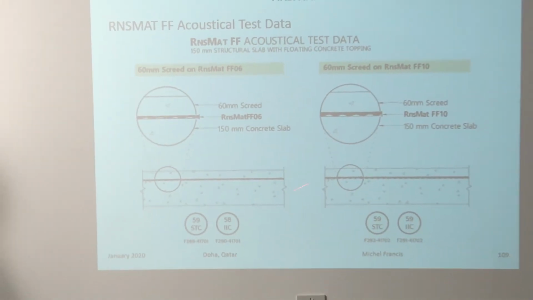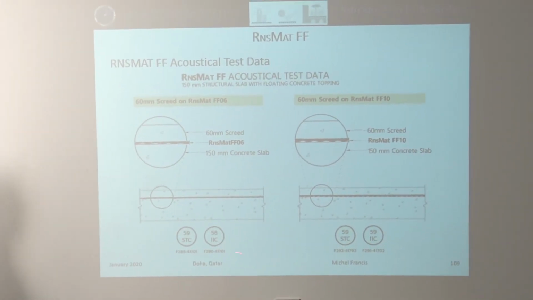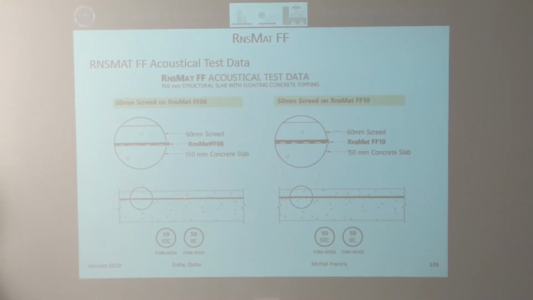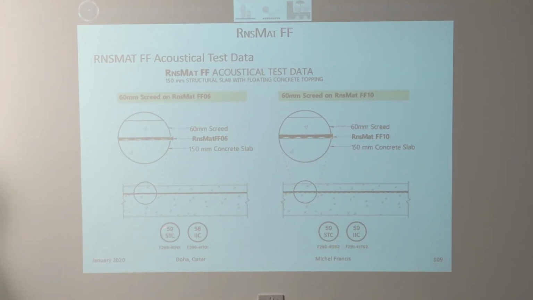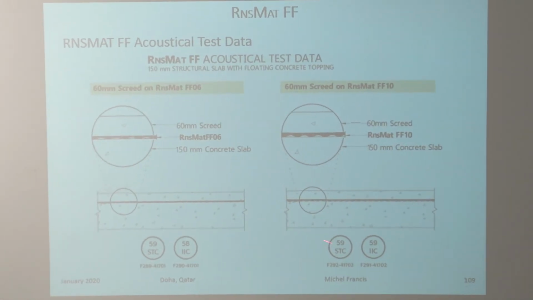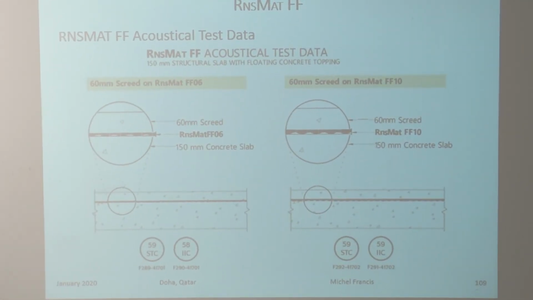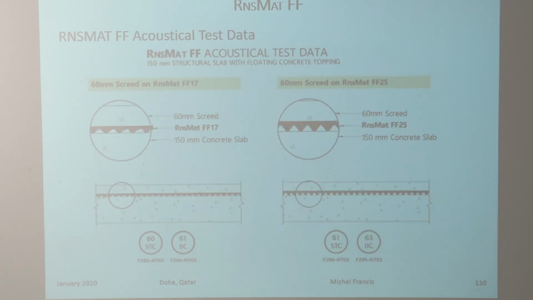This is another system with FF06 and FF10, and it shows you the IIC and STC rating. Here you have 60 mm screed and 150 mm concrete for both, and it will show you the performance in STC and IIC. So we can choose the material as per the project requirement. Exactly. Correct. Suppose if less STC is required, so we can go for this. Exactly. You got it.